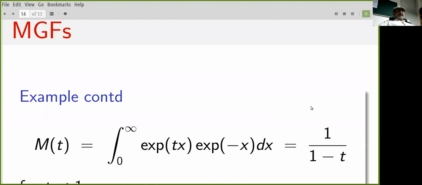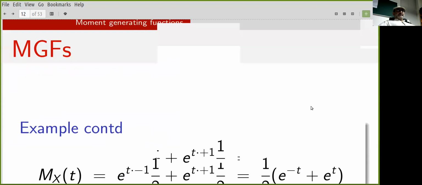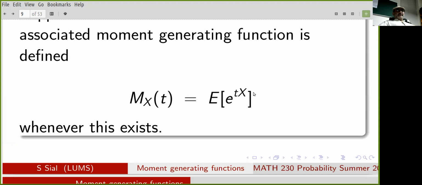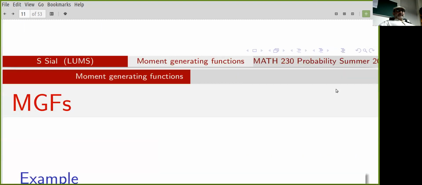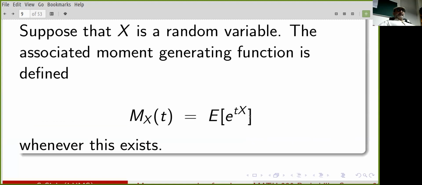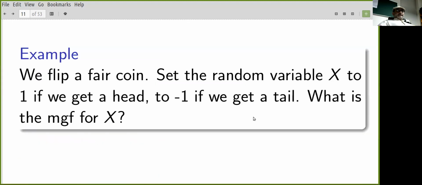Go back to the definition, e to the tX. How do you do that? You take the function e to the tx times the PDF. The PDF is e to the -x when x is in the right range. And then you integrate that from 0 to infinity.